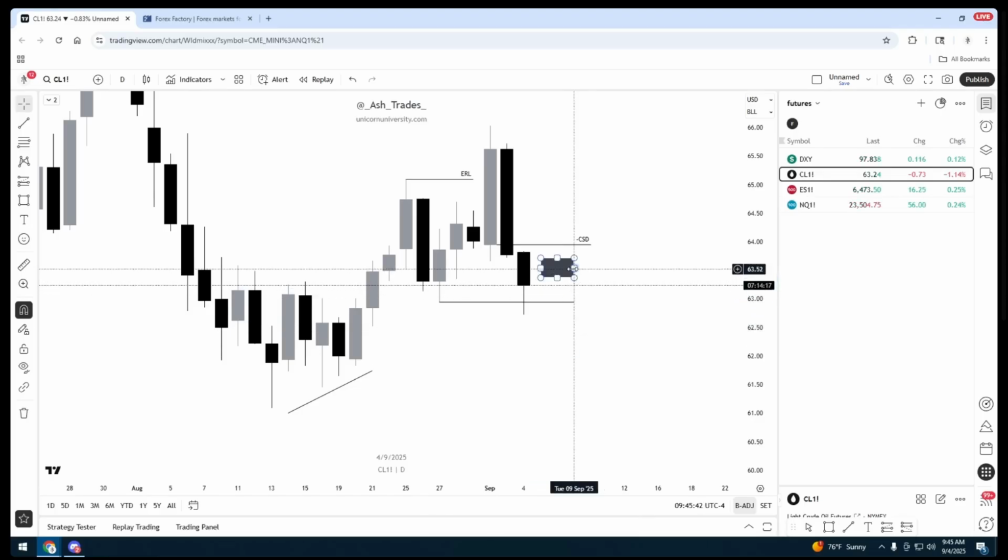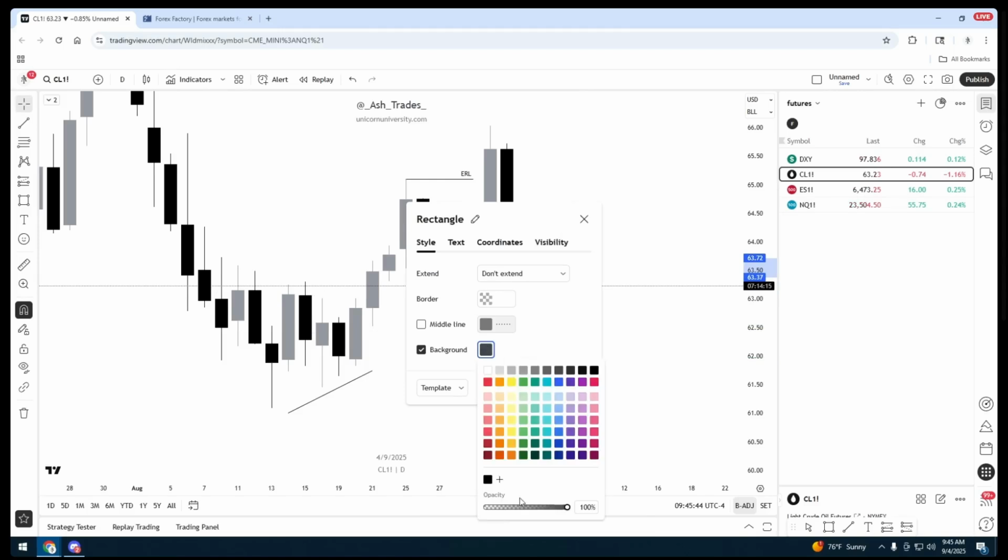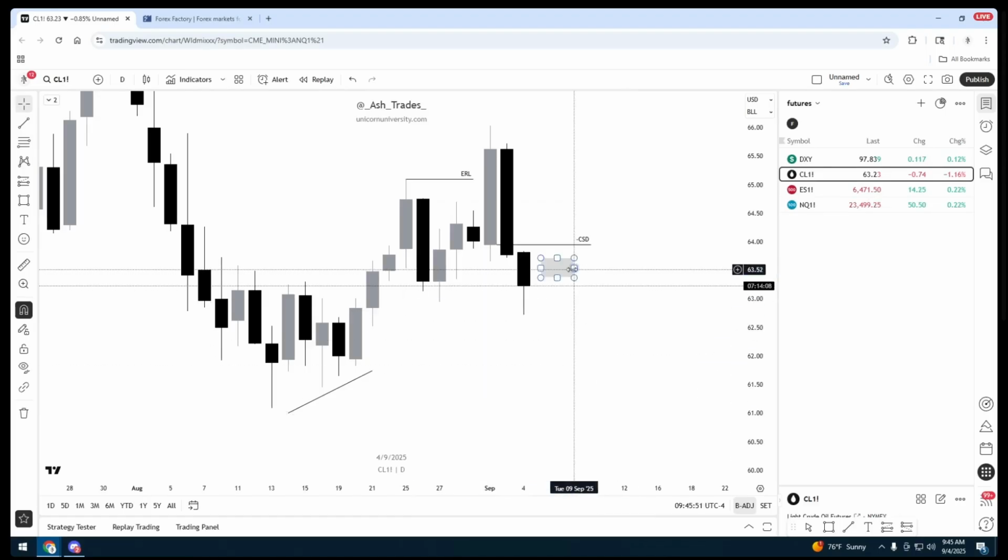So that's what I feel about oil right now. I'm going to wait on making my next bias for oil. I'm going to demand more information, and that's the information I'm looking for.